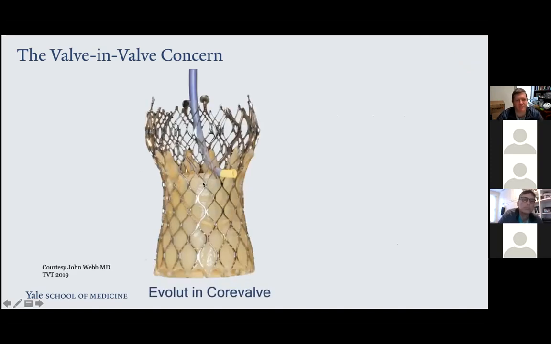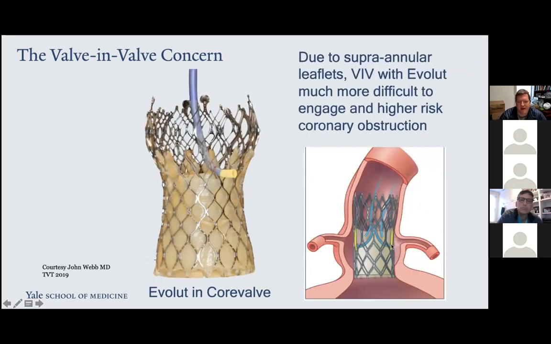So this is what happens, right? You have a supra-annular valve. You're creating a stent graft that's extending here nearly 20 millimeters up. And it's going to make it totally impossible when you're doing a valve-in-valve to engage it the way we talked about, being coaxial. The only way you're going to be able to do it is to come up through here and down and around.